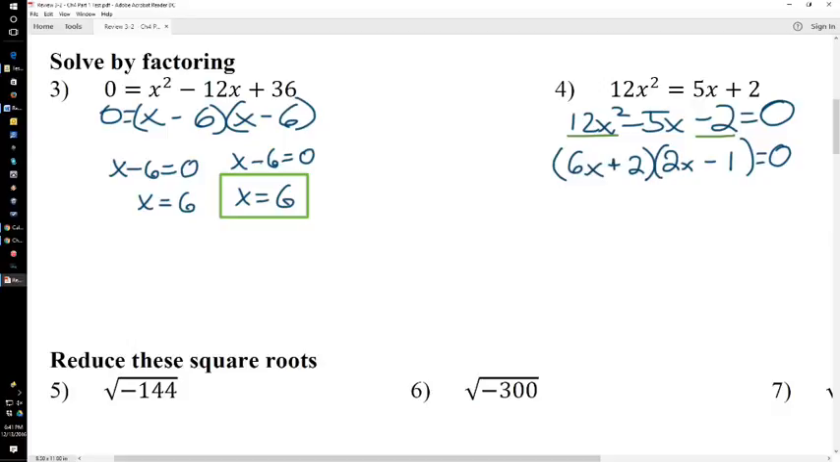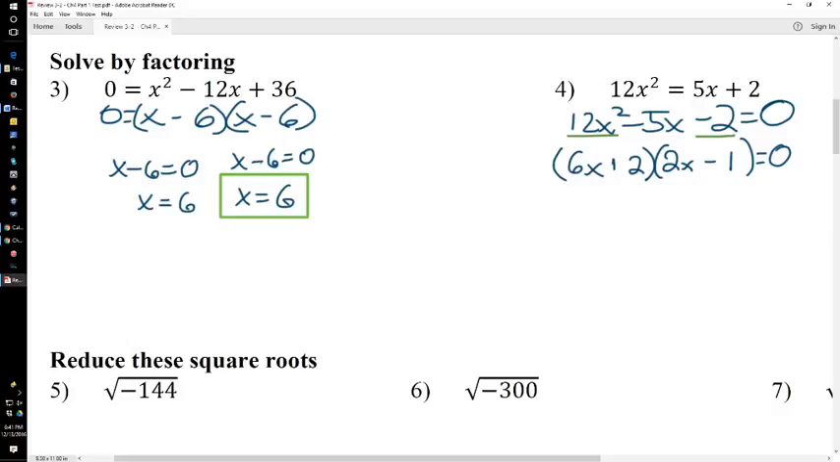And the way you check, remember, outside, inside. So outside, 6 times negative 1, that's negative 6. 2 times 2 is 4, and they have to add up to that middle term. In this case, negative 6 plus 4 is negative 2. That is not my middle term, so we've got to go back and try something else.